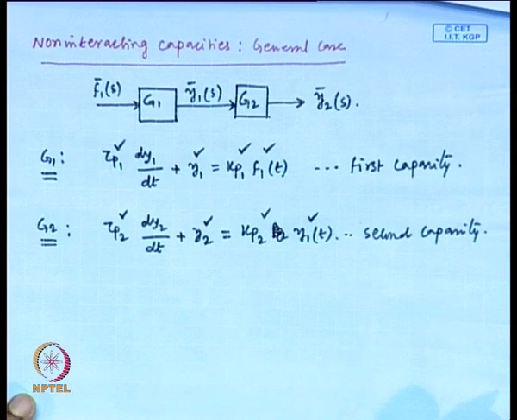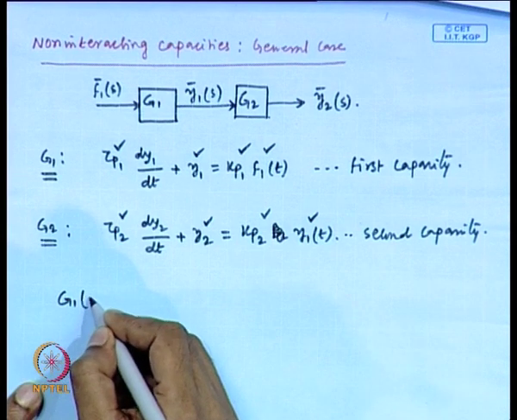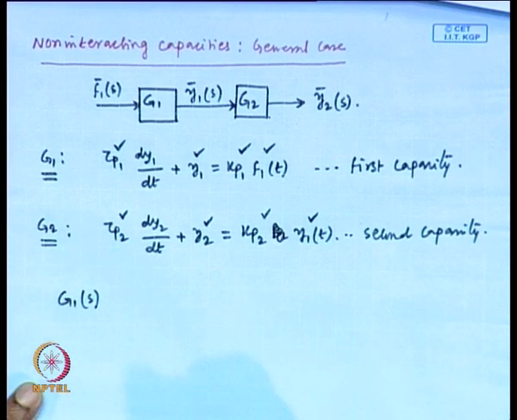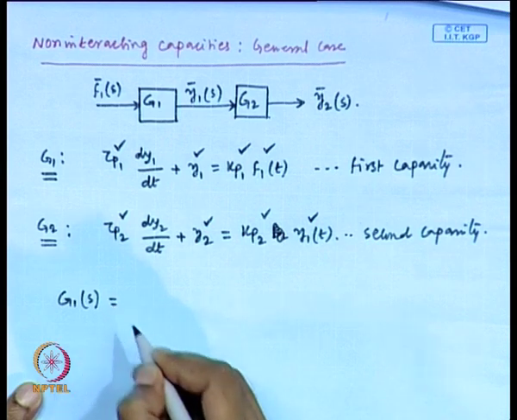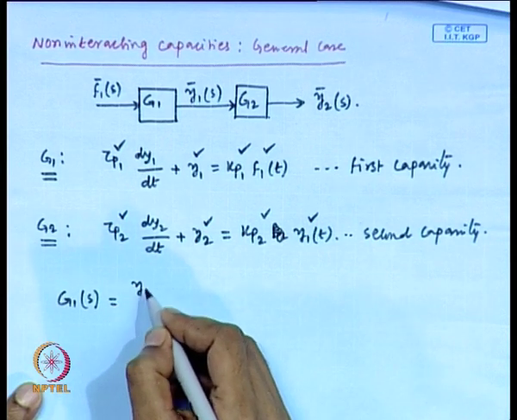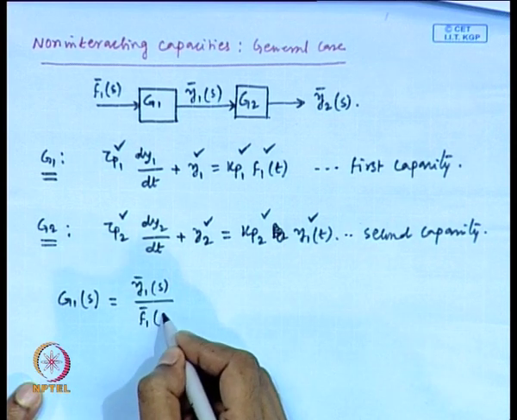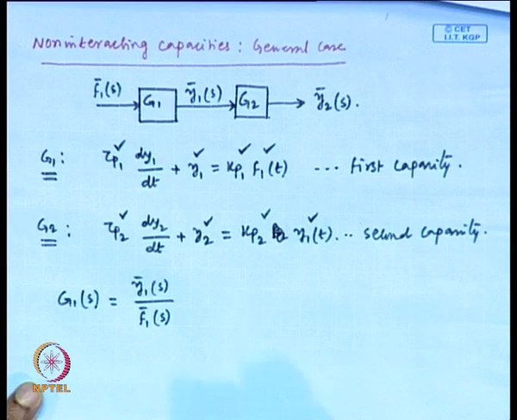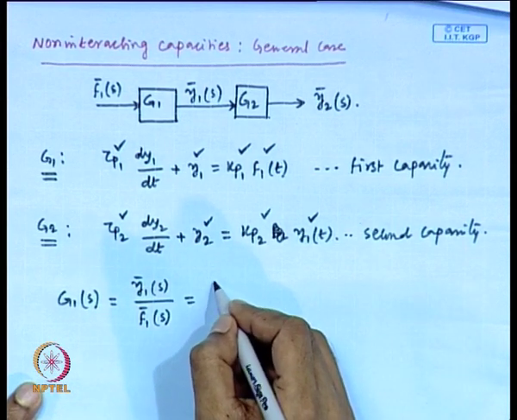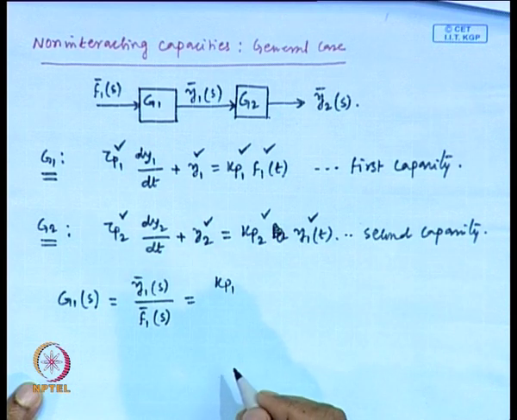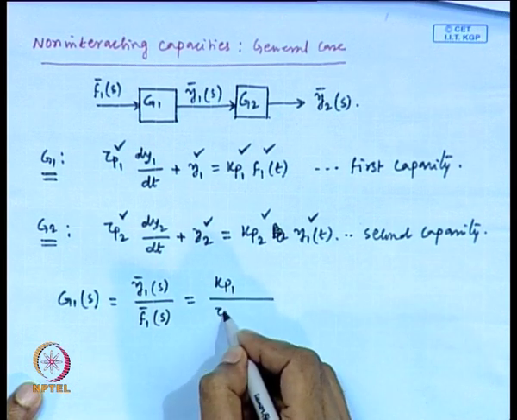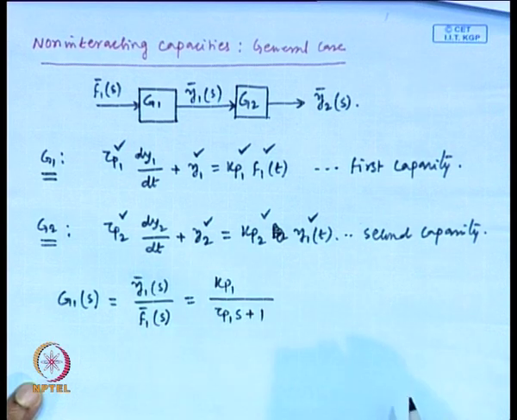So, using these two modeling equations, it is straightforward to derive the transfer functions. So, we can write the expression for the transfer function for the first capacity: G1(s) equals Y1(s) divided by F1(s), that will be k p1 divided by tau p1 s plus 1.